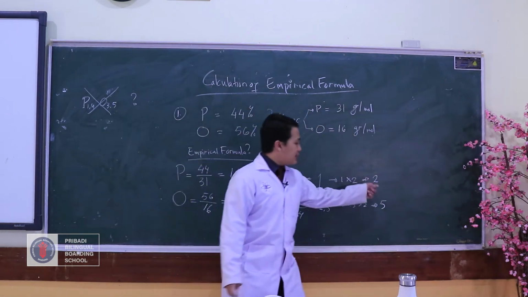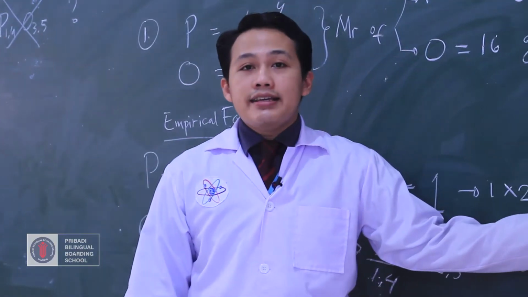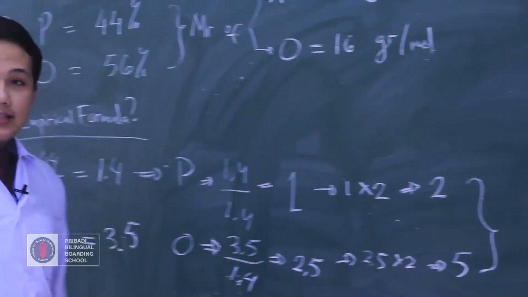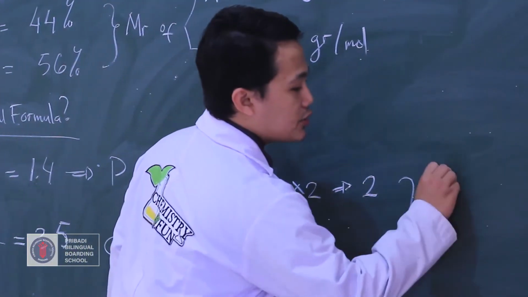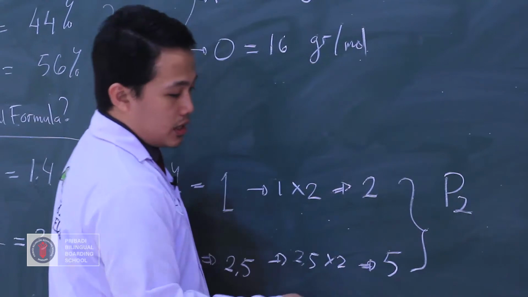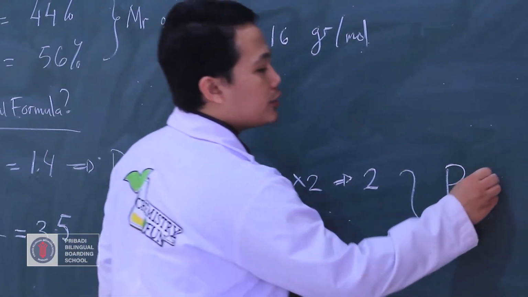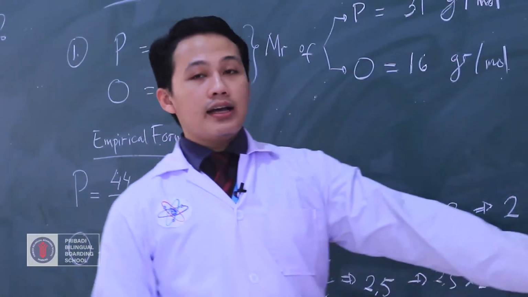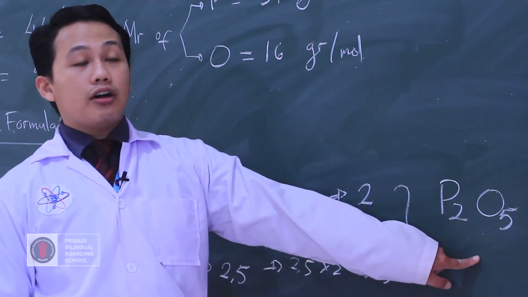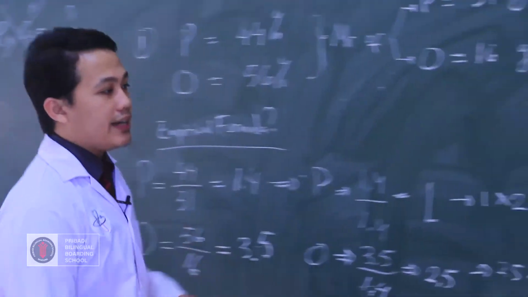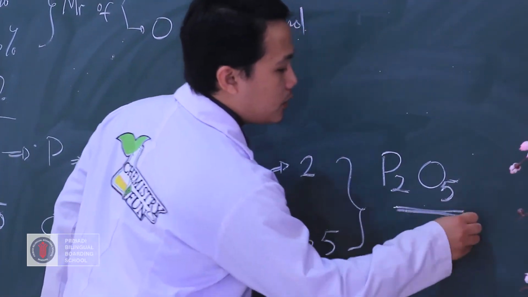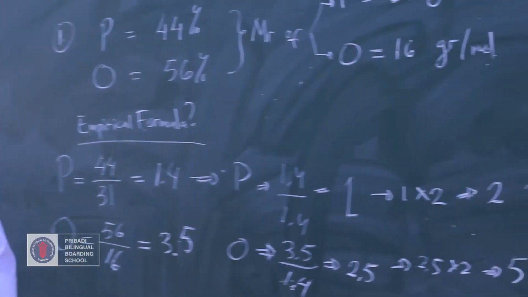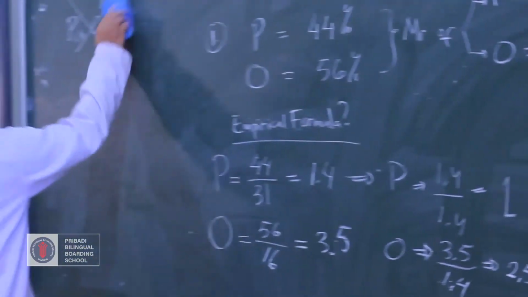Now, can we use this number? Yes, of course. So here, by looking at this number, 2 belongs to P, so it is going to be P2, and this 5 is going to be for oxygen. So here is the empirical formula for this substance. Okay, so we have P2O5. Okay, so I hope everything is clear. And now, let me give you another example.